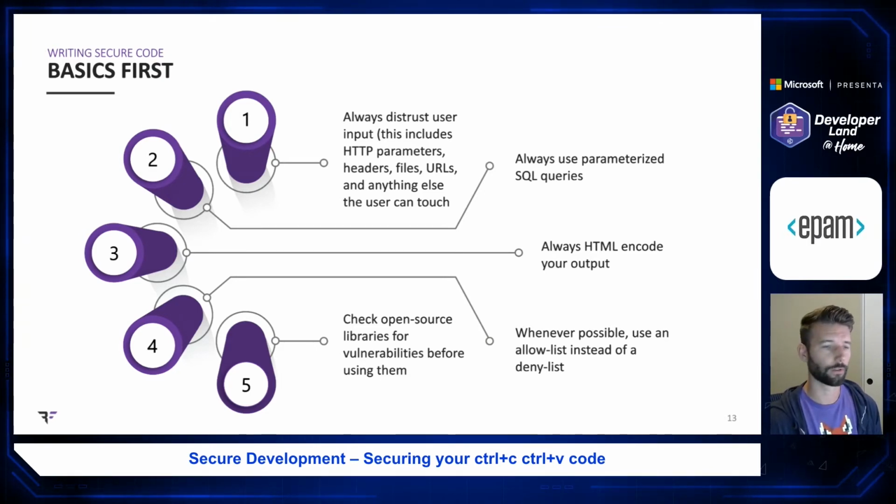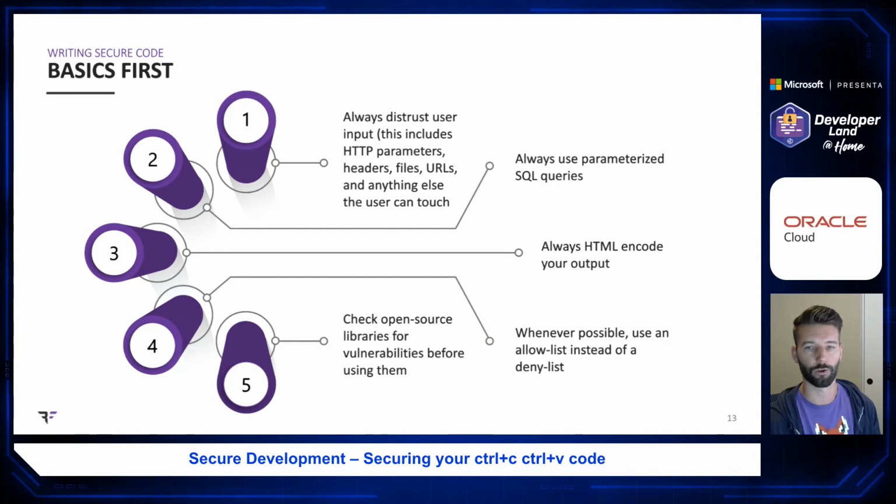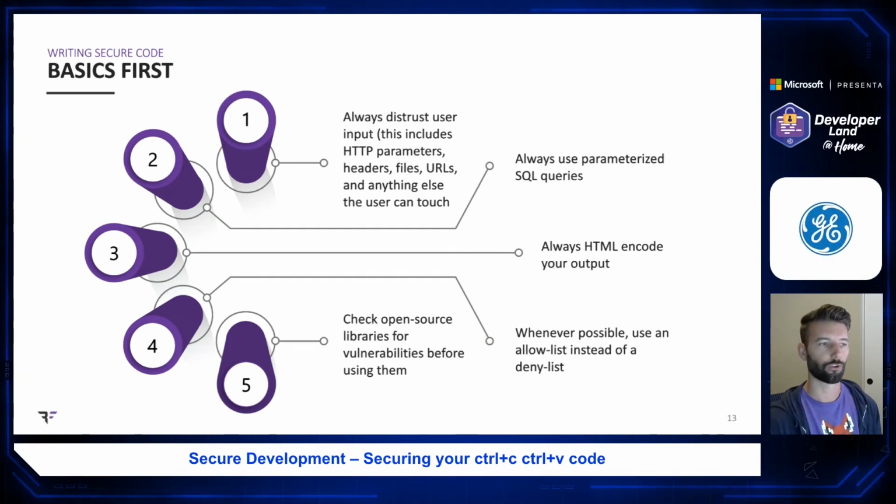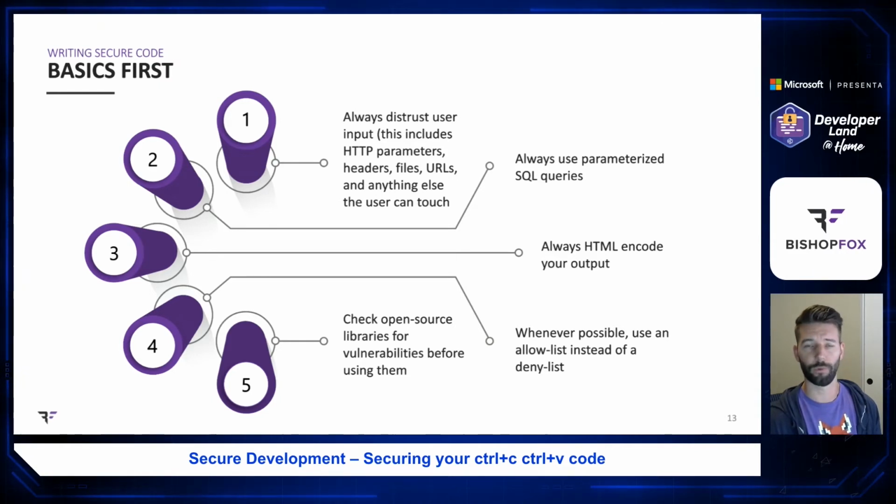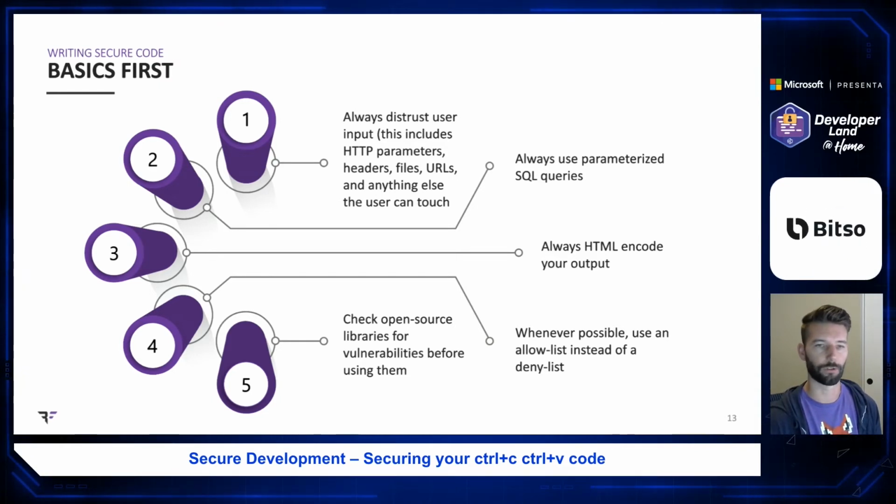A third tip is to always HTML encode your output. So when you provide HTML to the user, just make sure that you escape all those special characters so that even if the user inputs a cross-site scripting payload, it doesn't actually get rendered as HTML. It just gets rendered as plain text. So it eliminates those client-side attacks.